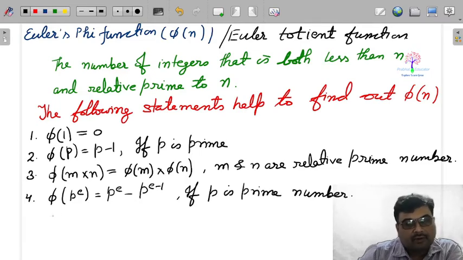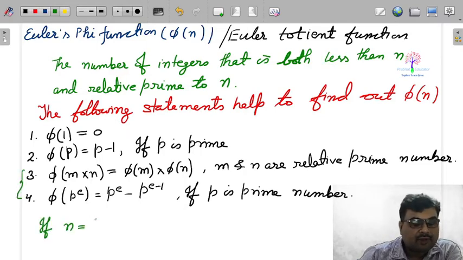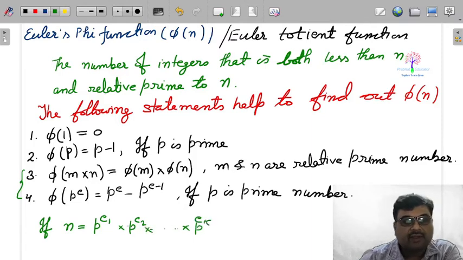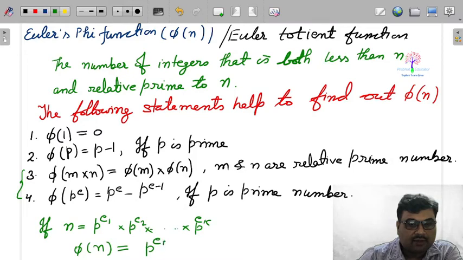If we combine 3 and 4, and n is a composite number like p1 to the power e1, p2 to the power e2, up to pk to the power ek, and the p's are primes that are all relatively prime to each other, then you can use the fourth step. How? So phi n is equal to p1 to the power e1 minus p1 to the power e1 minus 1.